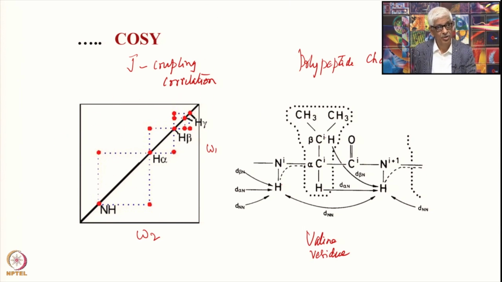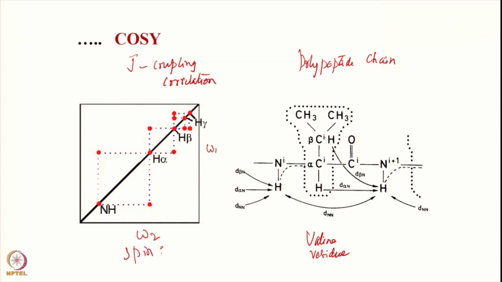This is very important information with respect to identifying the spin system. So this is called the spin system of valine in 2D COSY.